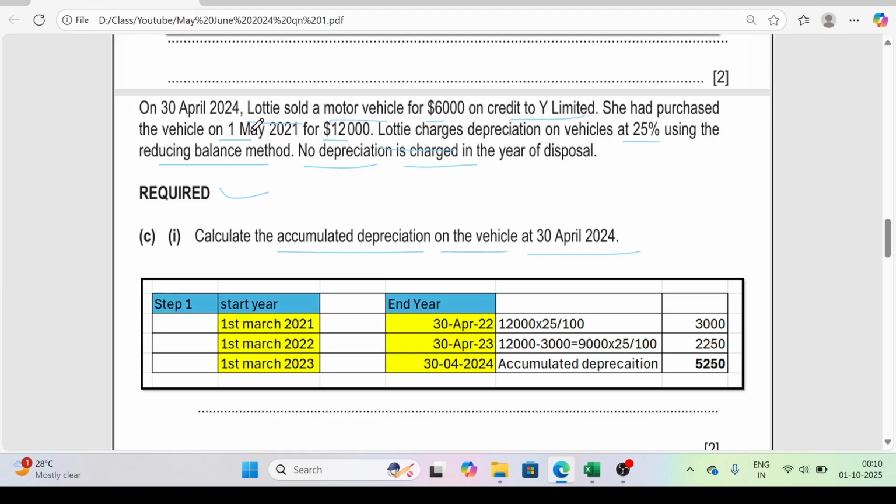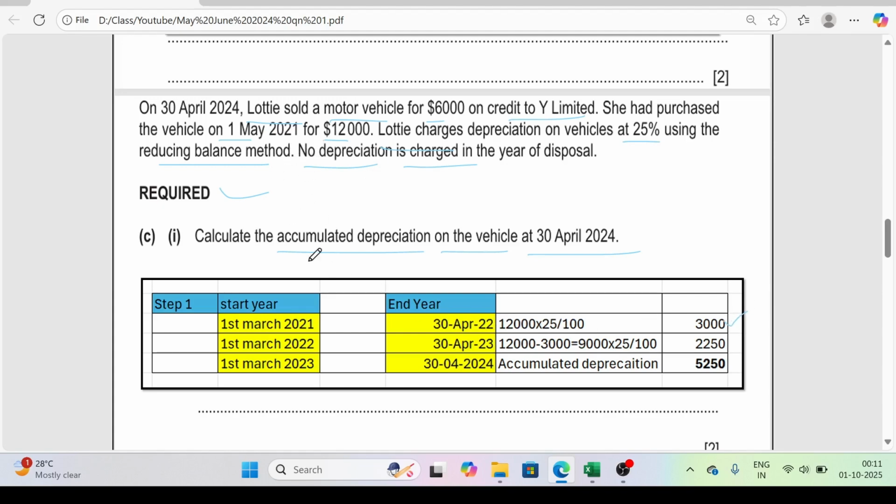So when did they purchase? 1st May 21, right? So the year ending is 30th April. I have made workings here. Step 1, start year and end year. So 1st May 21 the business started. End of that year will be 30th April 22. So 12 months. For this we have to give full year depreciation, because they didn't mention the purchase time, but there is no depreciation charge for the year of disposal. While purchasing we have to give the full year depreciation. Okay, so 12,000 at 25% is 3,000.